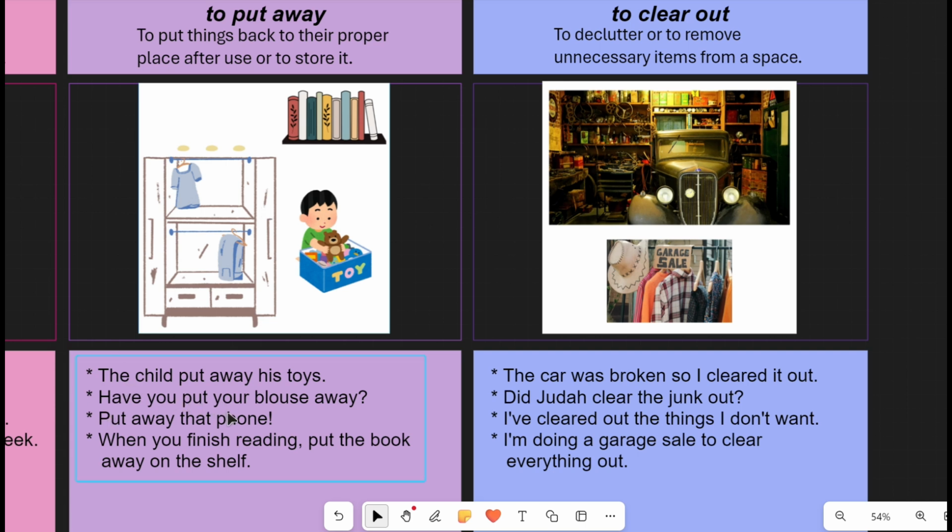Have you put your blouse away? Now, a blouse is this. It's inside the wardrobe or inside the closet. So someone is asking if you've stored your blouse, if you've put it there for storage. After you've washed it, you've put it in there. Have you stored it?